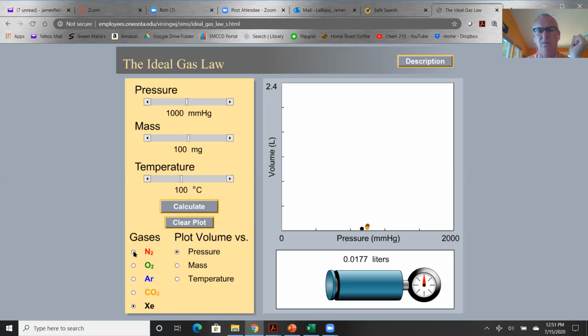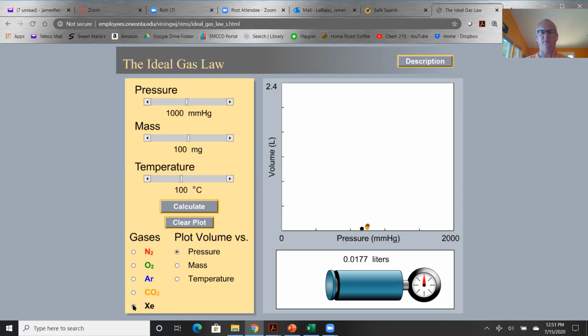Why would that be? I thought the volume was just dependent on moles. If I have the same number of moles, how come I'm getting different volumes? Why is that? Professor, you will choose the pressure and the mass and the temperature. Yep, but what I'm doing now, look at the volume in my cylinder. As I change the gas, I'm getting different volumes. But why?